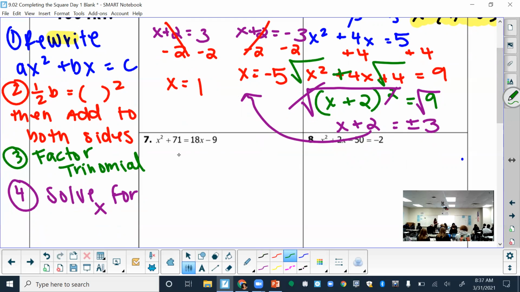All right, so how can I make it cancel on the left side? So we're going to subtract 71 from both sides. I also have to move something else. What else do I have to move? The 18x. So we need the x squared term and the x term on the left side, and we need the constants on the right side. So I'm going to do that in the same step, just so I can save some room.